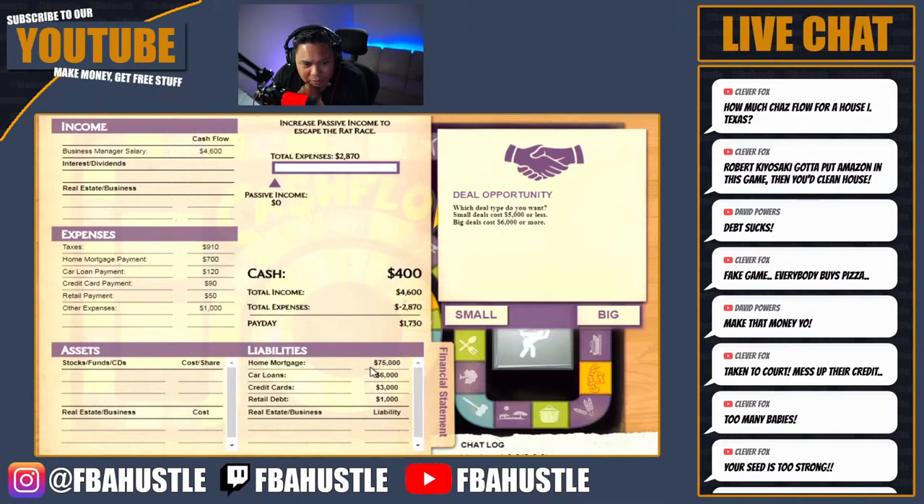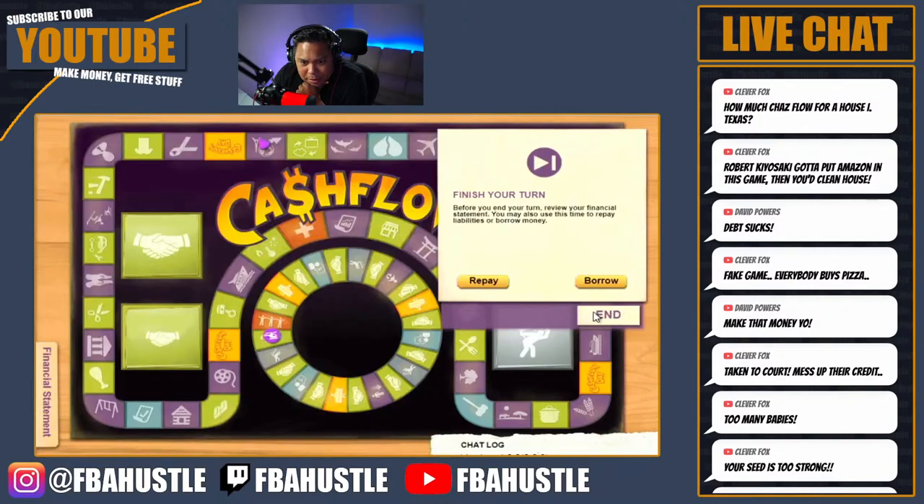No loans. Wait, if I have a home mortgage, shouldn't that be an asset? Or not until I sell it? I guess not until I sell it, right? But it should be under here. Well, I guess if I sell it, I wouldn't have a place to live. All right, 400 cash on hand. Not enough to really get any deals, so I'm gonna pass on this.